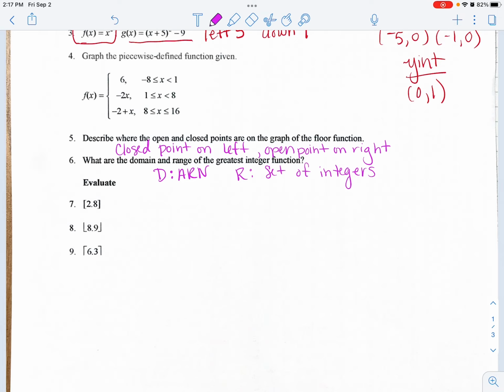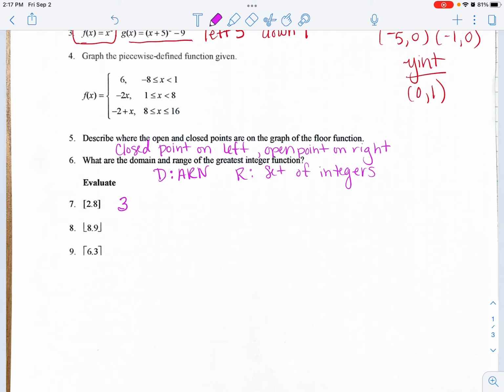All right, evaluating these functions. Number 7, so whenever it's a square bracket on both the top and the bottom, that is the greatest integer function. And so that always, regardless of the decimal, goes up. That's 2. Not 2. Wow, sorry. I'm having a moment. It goes up. I said it. It goes 3.